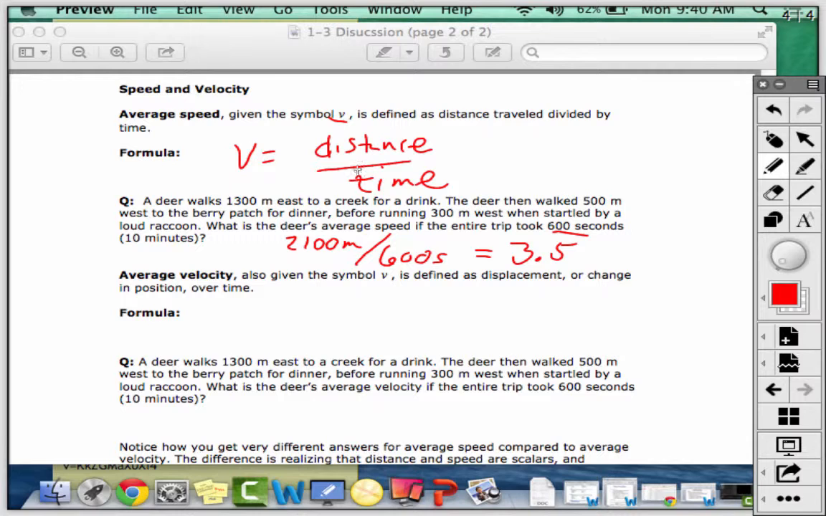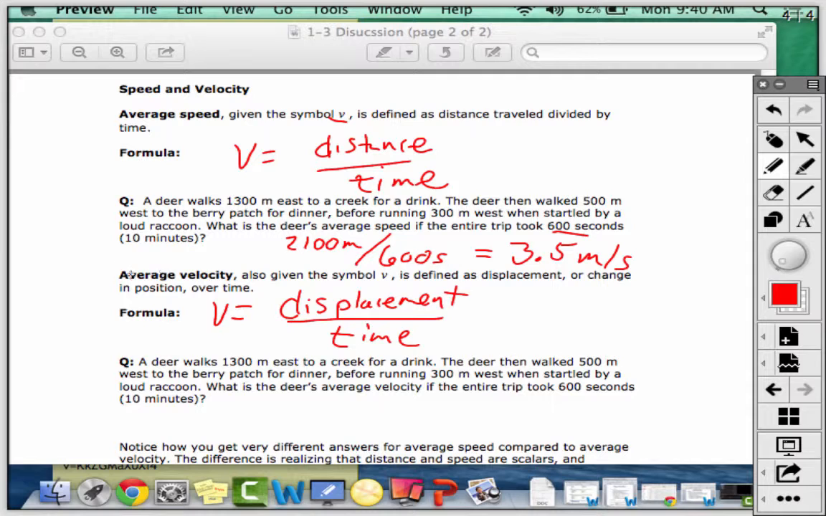And what would the units be on this? Good. Meters per second. Notice there isn't a direction associated with this because speed is a scalar quantity. There's no direction at all. Now for velocity, which is a vector quantity, the formula is v equals displacement over time. Notice the difference is that instead of distance, we're using displacement.